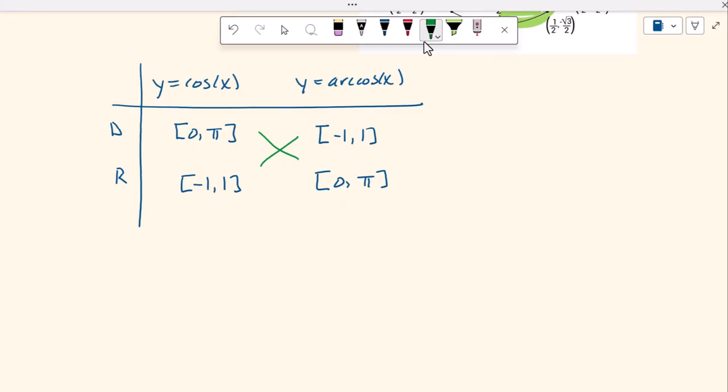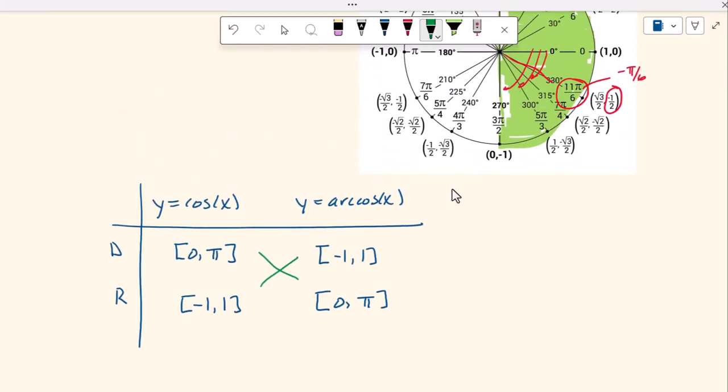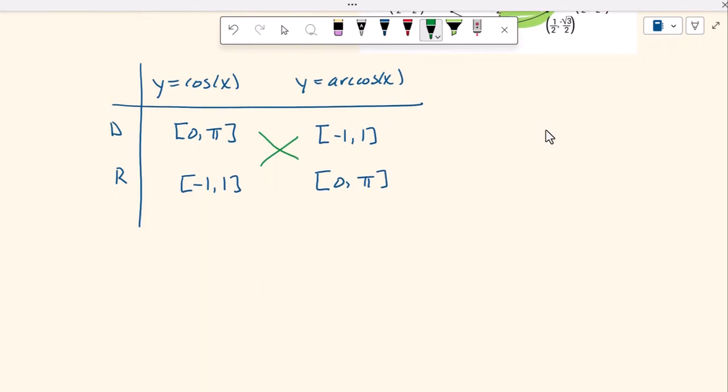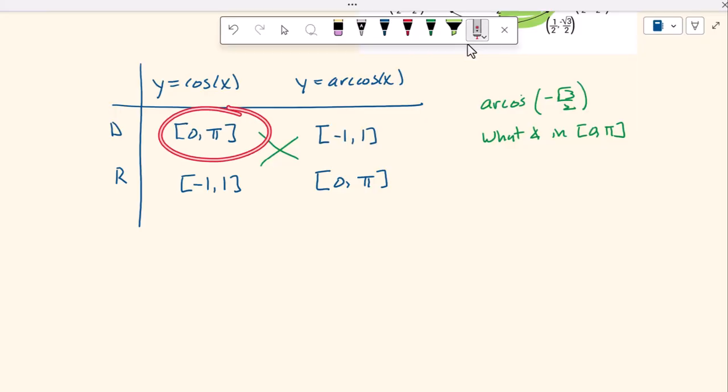Now if you want to go back and graph the cosine and see where that comes from, that would be great. I want to focus more on the inverse part, so let's go ahead and do the same thing we did up here. Let's write out a problem and use that unit circle. So let's look at arc cosine of -square root of 3 over 2. Whenever you see arc anything, you need to think of two words: what angle? What angle in the interval 0 to pi, and that comes from right here, has a cosine of -square root of 3 over 2.